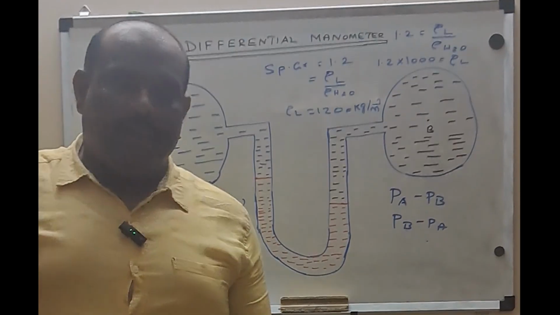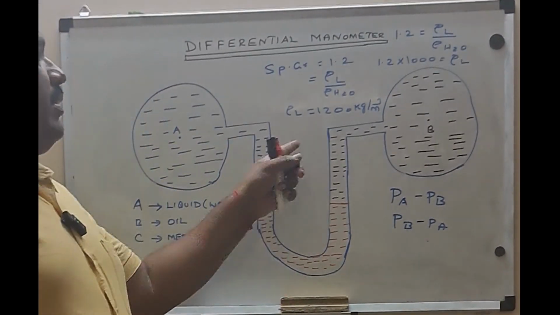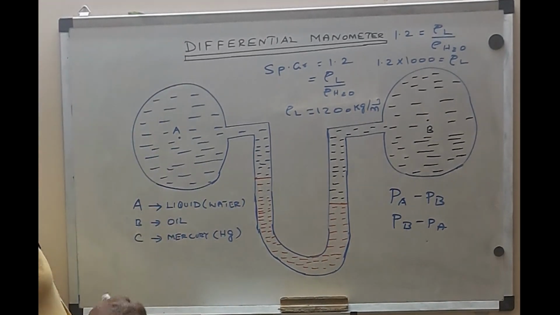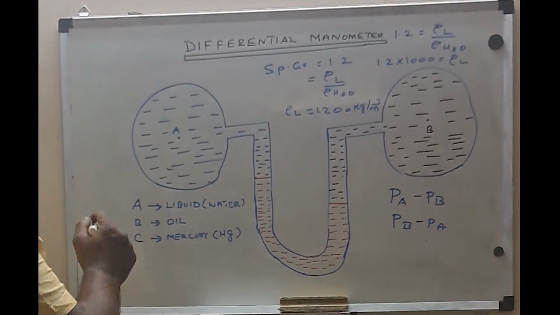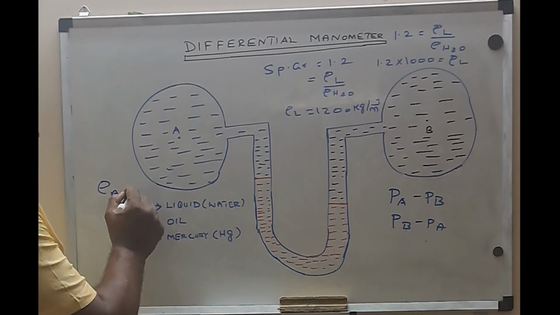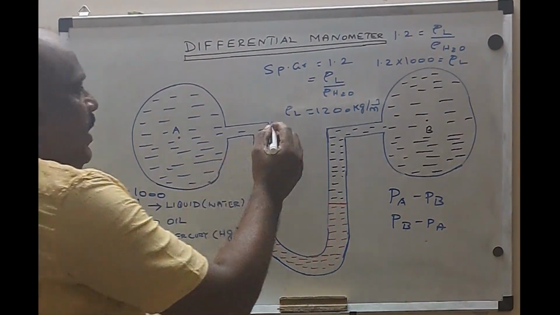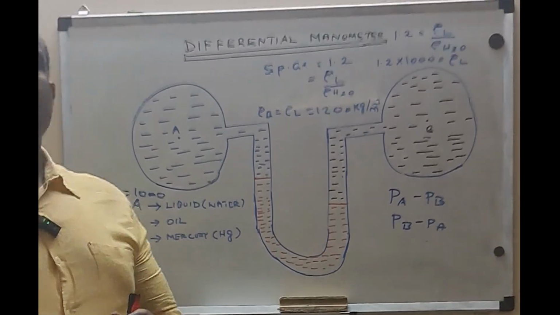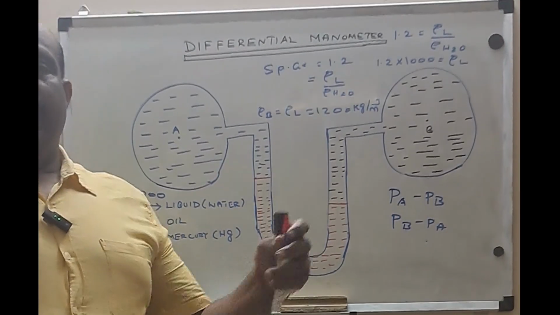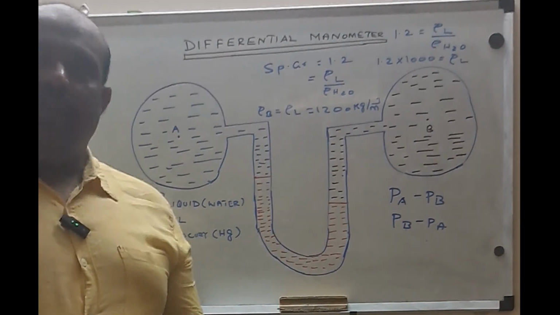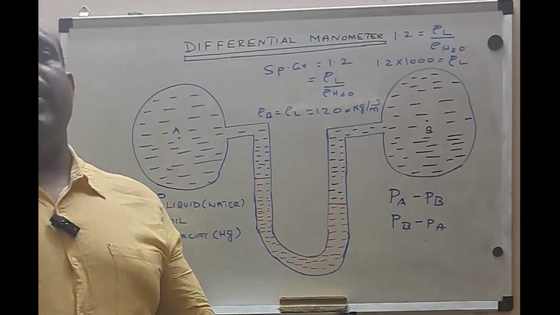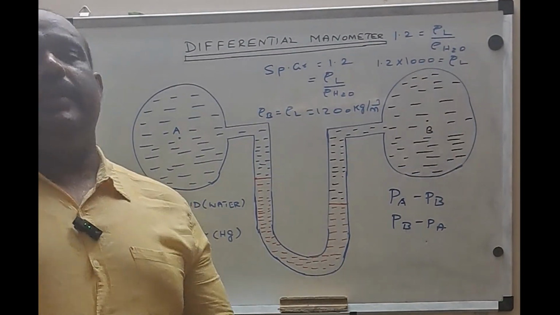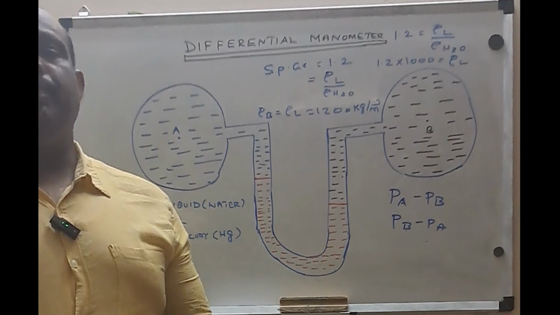So we now know the density of the other fluid. Let us take an example: the density of liquid B is 1200, and the density of A is 1000, because it is water. So rho A equals 1000 and rho B equals 1200. Now A will exert some pressure and B will also exert some pressure, and I want to find the difference of pressure. That pressure is called differential pressure, and the corresponding manometer is called a differential U-tube manometer.